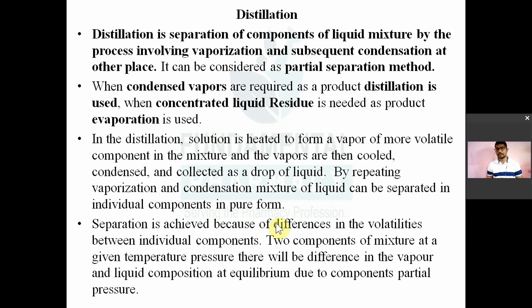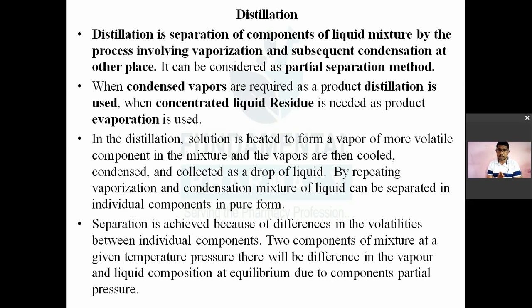Separation is achieved because of differences in the volatilities. See, your solution or mixture has a component A and a component B. Now these two components must have a little bit of difference in volatilities. Then and only then can you separate them by using distillation. If they don't have any difference in volatilities, if they don't have any difference in boiling point, it is not easy to separate that mixture by distillation. So separation is achieved because of the difference in the volatilities of components.